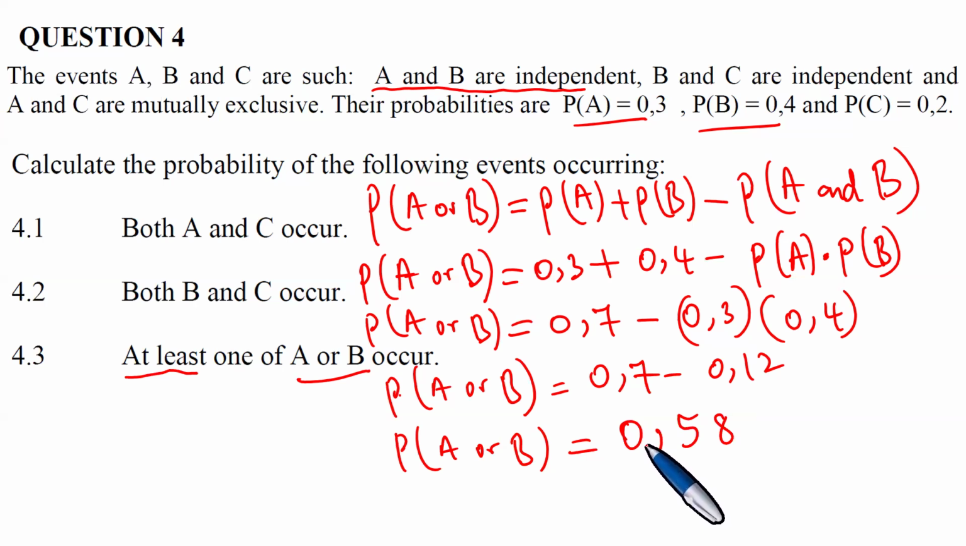Right, so now let us continue to check these out. So it is 0.58, and therefore this is the probability of A or B. Any question on this one, of at least one of A or B occurring? No question. We move forward.